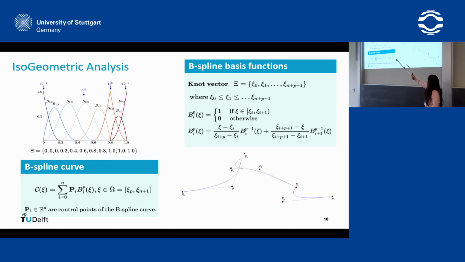In this case, you can see at the front there are 3 zeros, and at the end there are 3 ones. So this means the order of your curve is 2. And here you can see this repeated knot value, point A. At point A here, the continuity of your curve is C0. Then you use this type of function and multiply it with the control points. Then you can get your B-spline curve.